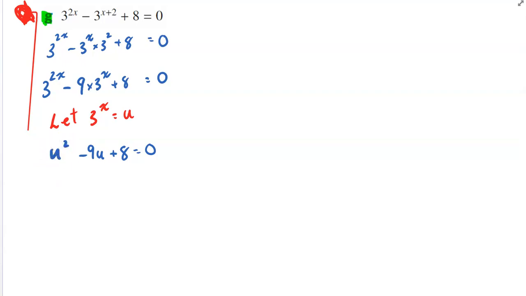Why is it going to be u squared? Just a little bit of a note here. So 3 to the 2x is the same as (3 to the x) squared because we're multiplying one by the other. So that is u squared minus 9u plus 8 equals 0. And that's the big leap. That's what makes this question really hard, is understanding that it's actually a quadratic.